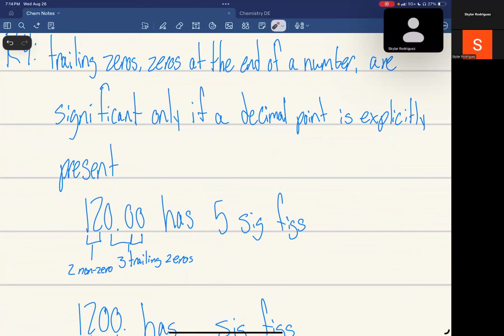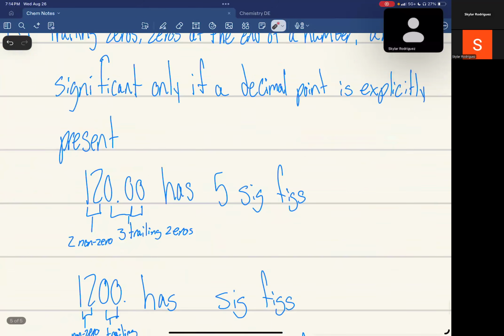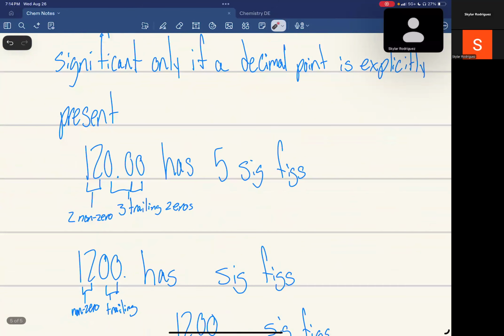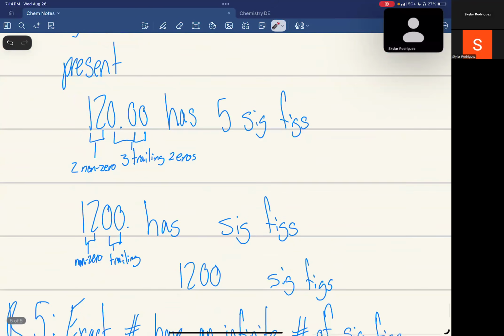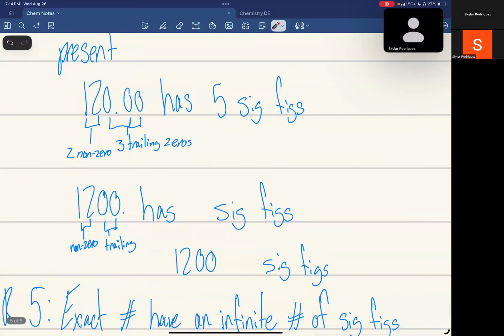1200. with a single decimal at the very end has 4, 2 from the non-zero digits and 2 from the trailing zeros. Now, let's look at 1200 with no decimal point. It only has 2 sig figs as the zeros are not considered significant without an explicit decimal point.